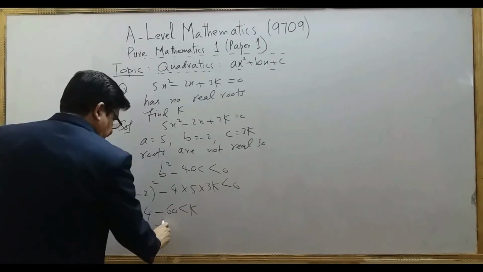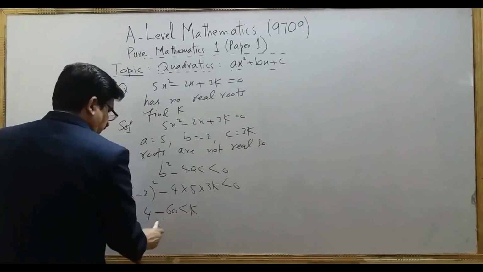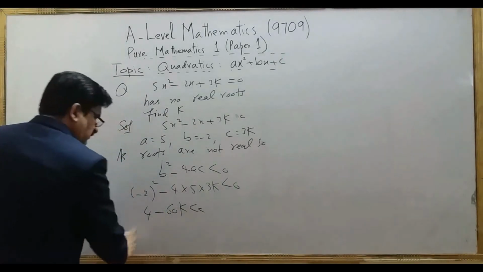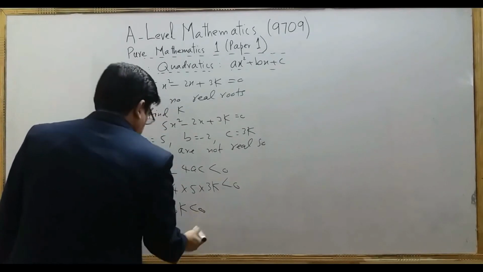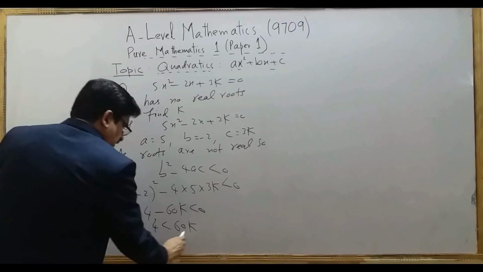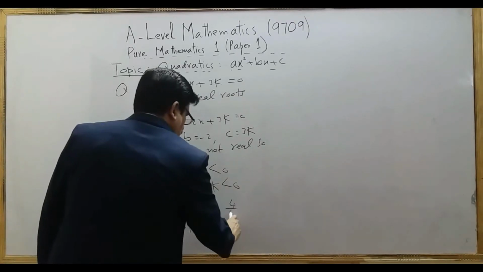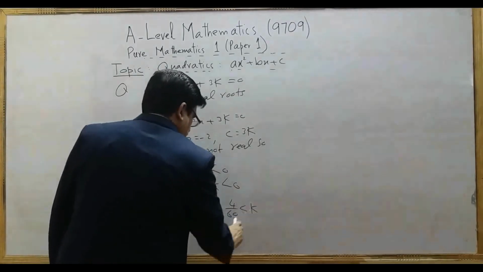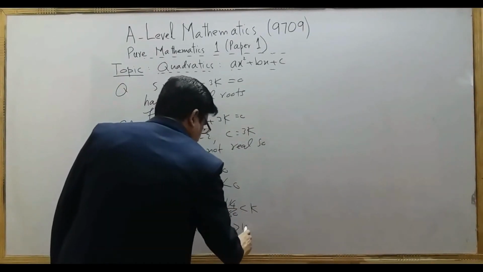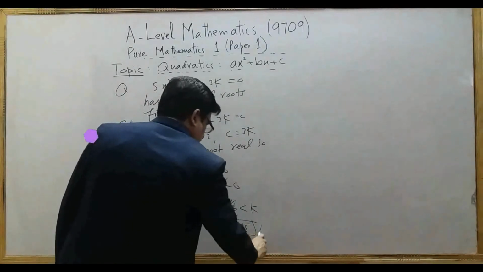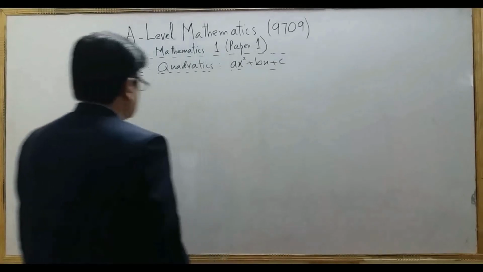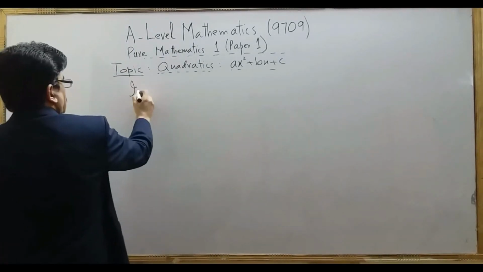From here, 4 is less than 60k, or 4 over 60 is less than k, and this is now 1 over 15, so you can write k is greater than 1 over 15. This is our answer. Okay, now we have a new concept, intersection problems.